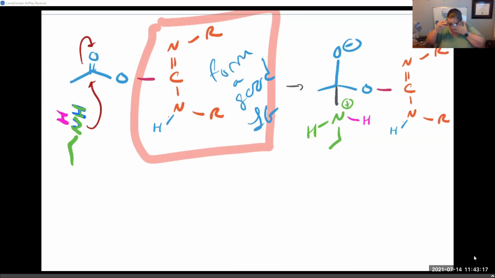Actually, the next step of this is not so obvious. So now we have our good leaving group. Pay attention to my arrows. This oxygen is going to become part of the carbonyl oxygen at this point.